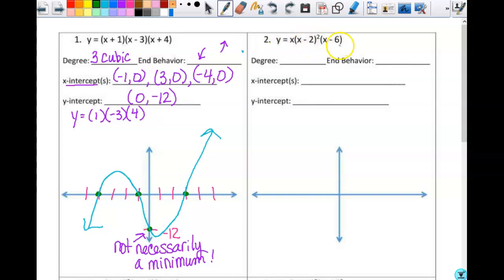And this is the proper way to write it, but I want you to think about the fact that this is the same thing as y equals x times x minus 2 times x minus 2 times x minus 6. Okay? So that's what's happening. And if I was going to multiply all this together, I would multiply x times x times x times x, right? Which means there are 4 of them. So the degree is 4. That makes this quartic.